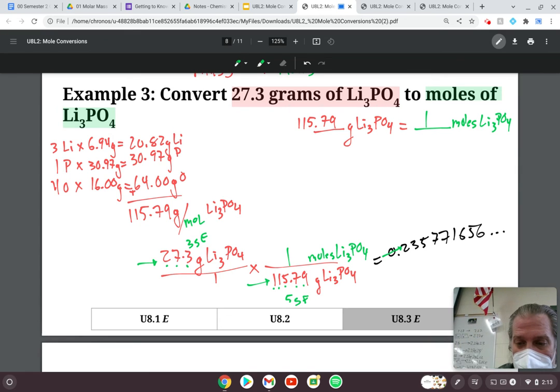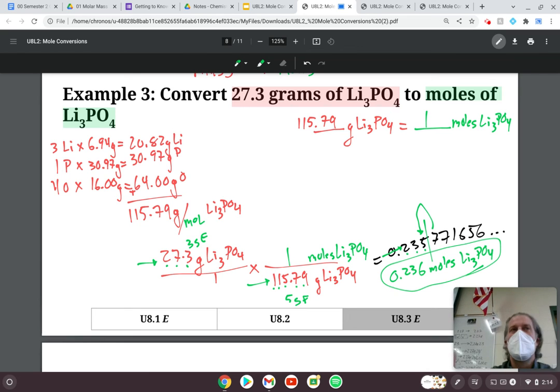So I'm going to draw an arrow here and count 1, 2, 3. That 7 does round that 5 up. So my final answer is going to be 0.236 moles Li3PO4. Questions there?